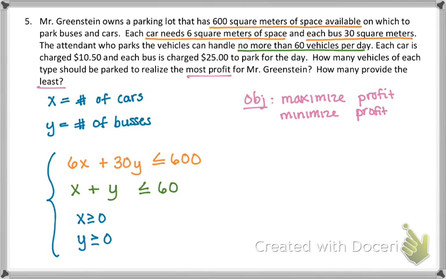When you graph the inequalities and you shade, you pick the corner points, the vertices, to test into the objective function. And one of the vertices is going to give you the maximum, and the other one is going to give you the minimum. So our profit function, P of xy, is going to equal, looks like it charges $10.50 for each car and $25 for each bus. So that's going to be 10.50x plus 25y.